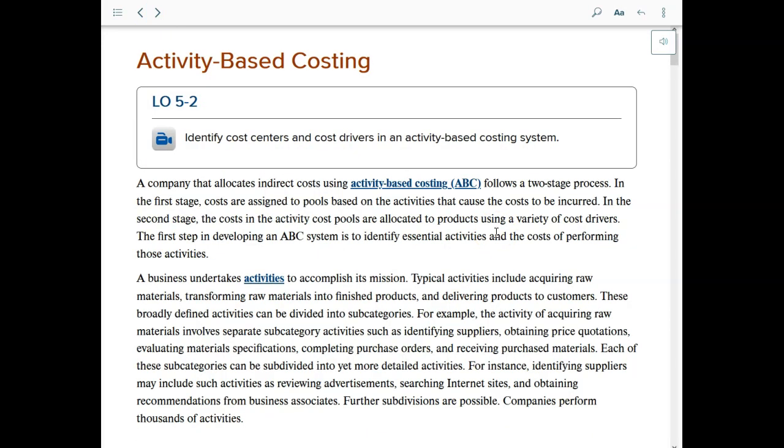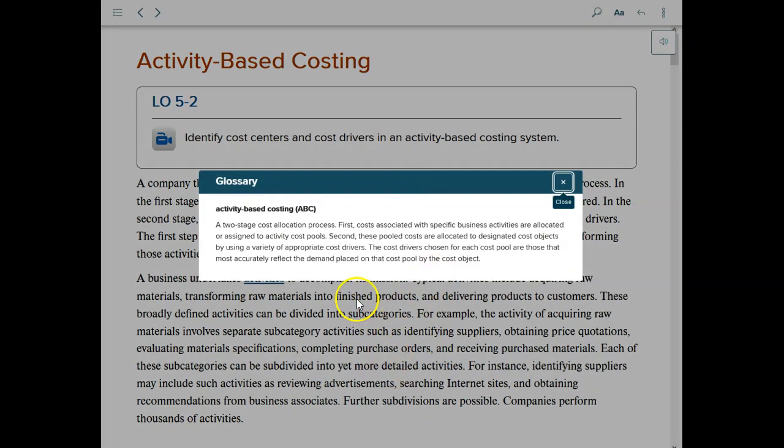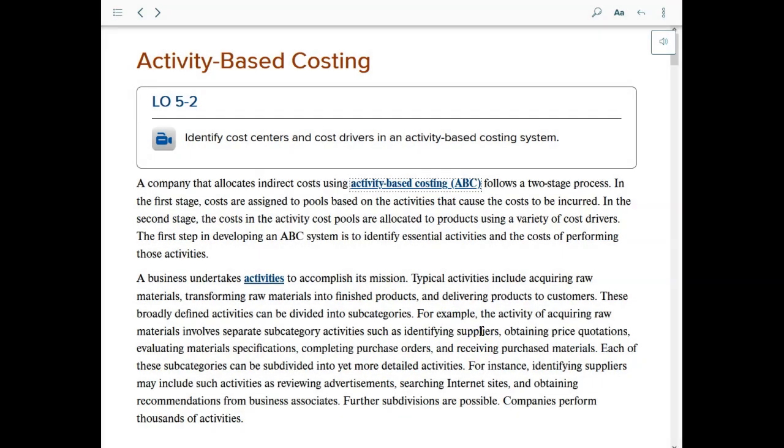Let's now talk about activity-based costing. So activity-based costing, or ABC, you can see here, gives you the definition. I'll let you read this for yourself. What it's doing is we're finding various activities that generate cost. We are going to accumulate those costs by activity and call that a cost pool. And then we're going to allocate the cost pool dollar amounts to the products based on how much of that activity they use. All right.